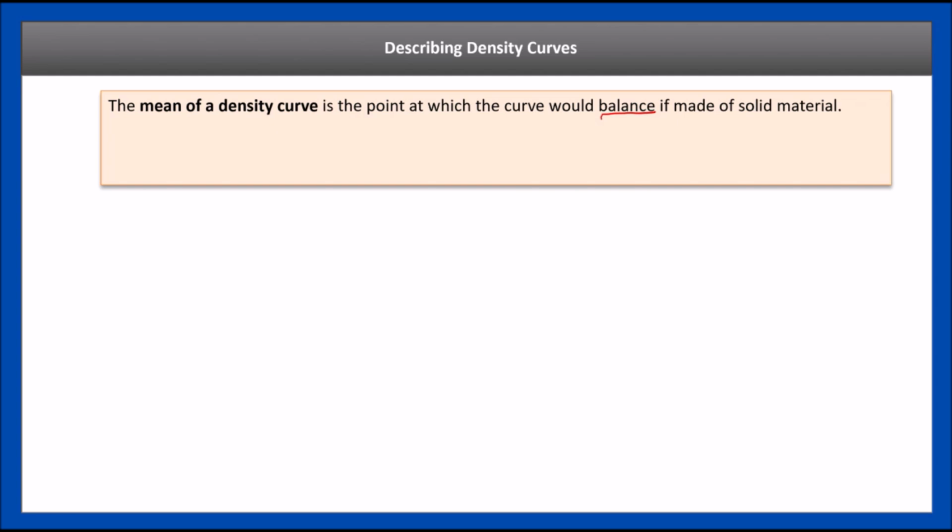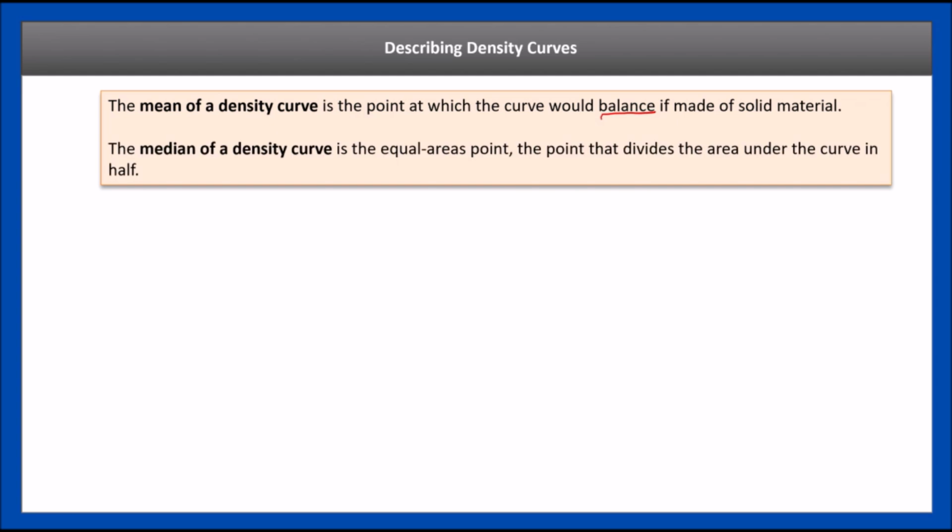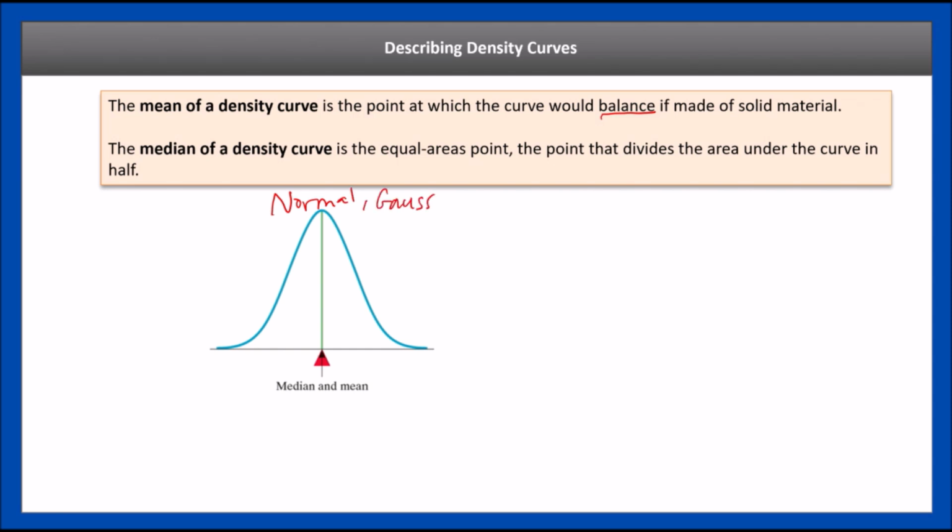It would balance it. So if you have a curve that's made of solid material, where would you balance that object? And the median of a density curve is the point that divides 50% below and 50% above, right? So it cuts the curve in half. So in this case, we have a normal distribution, a Gaussian distribution, a bell-shaped curve, right? It's also called Gaussian after Carl Friedrich Gauss, mathematician, a physicist. So normal, Gaussian, and then bell-shaped.